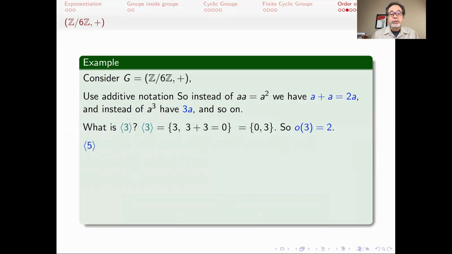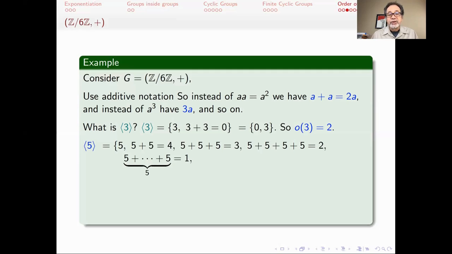On the other hand, if you start with 5 and add it to itself, you get 4. You do it one more time, you get 3. Another time, you get 2. Yet another time, you get 1. And finally, you get the identity 0. Remember, the identity is 0. It's easy enough to confuse 0 and 1. So the order of 5 is 6. 5 is an element of order 6. And because that's the same as the order of the group, that means that 5 is a generator for the group, and the group is cyclic.